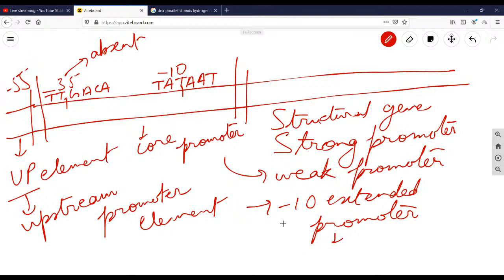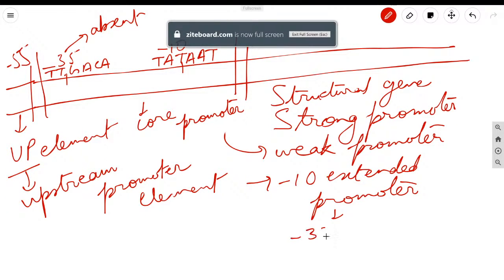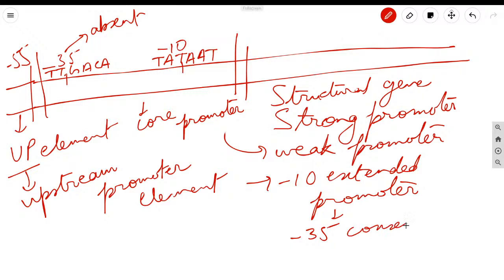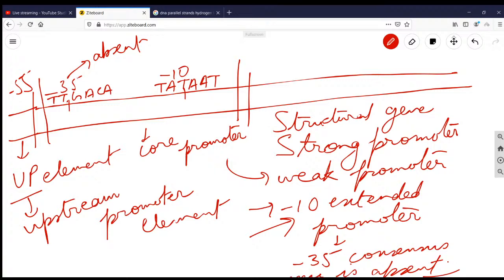Those have the -35 sequence absent. So the -35 consensus sequence TTGACA is absent. That is the meaning of the -10 extended promoter. These are very, very rare, but these are also present. So this is your specificity regarding the promoter sequence.